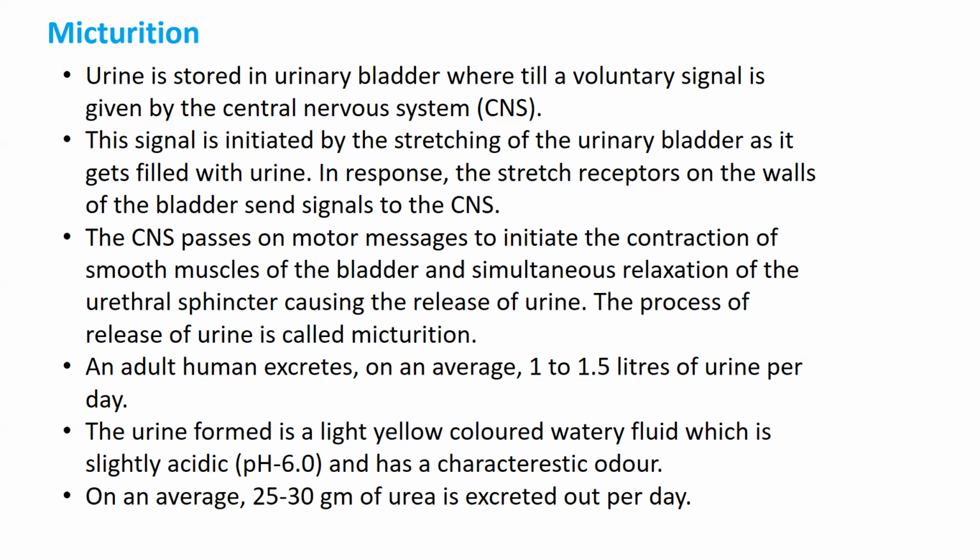So the urine formed, we know very well, is light yellow colored, slightly acidic, and has a typical odor. On an average, 25 to 30 grams of urea is excreted per day. Right?